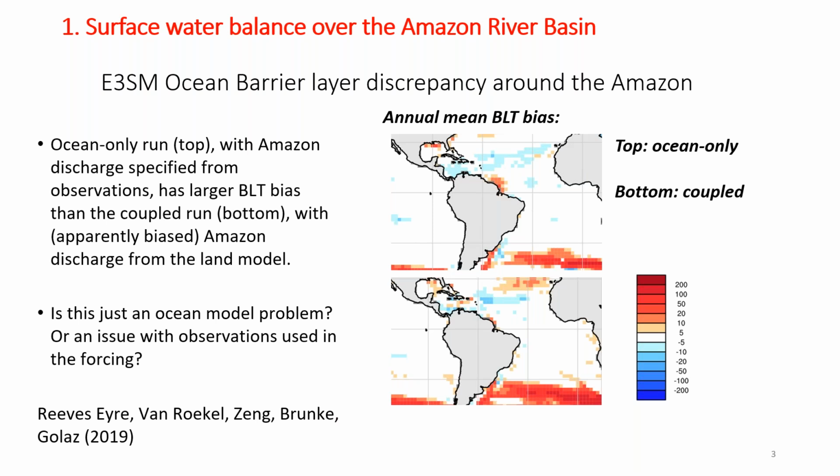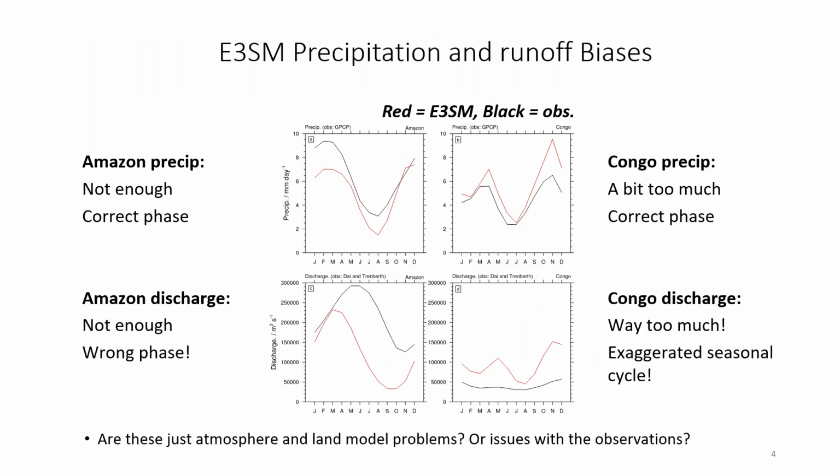And of course, the question is, is this just an ocean model problem or an issue with the observations used in the forcing? So when we talk about model evaluation and development, we have to address this model versus data question. At the same time, of course, we have done the evaluation of precipitation and runoff over the Amazon Basin, and here we also show the results over the Congo Basin. The top panel shows the results for precipitation, and the bottom panel shows the discharge results. The point is, you see different biases in precipitation and in discharge. Again, are these just atmosphere and land model problems, or issues with the observations, or both?